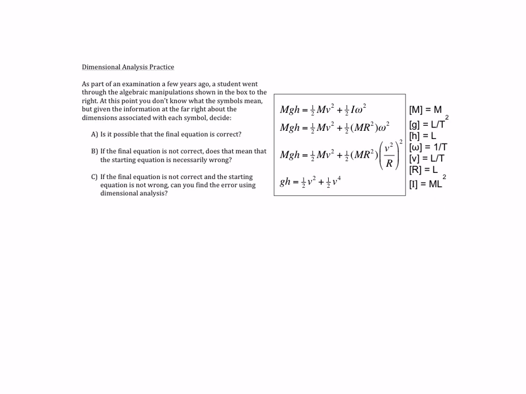If the final equation is not correct, does that mean the starting equation, the one up here, is wrong? And then if the final equation is not correct and the starting equation is not wrong, can you find the error using dimensional analysis? So the really cool thing is this shows how you can use dimensional analysis to check yourself on an exam and really even finally pinpoint where the error might be. All right, so let's start with A. Is it possible that the final equation is correct?